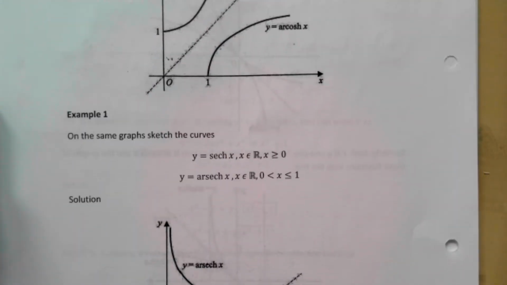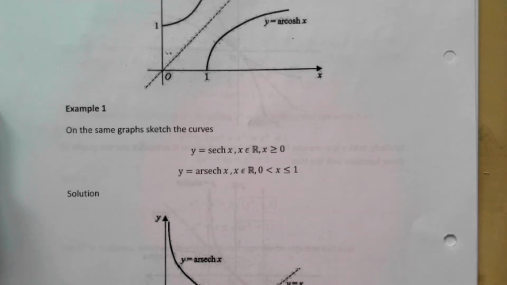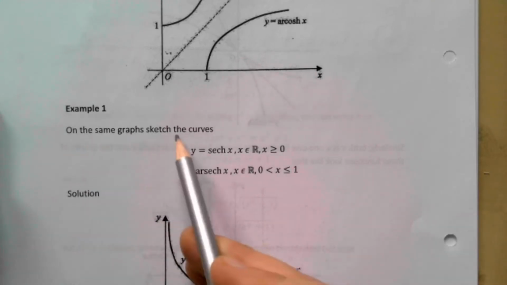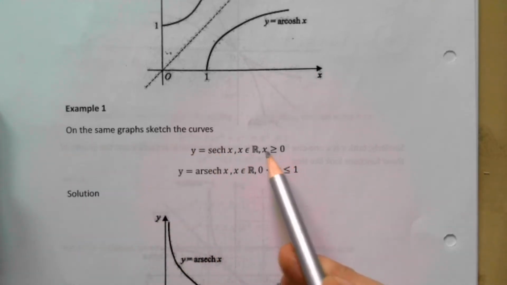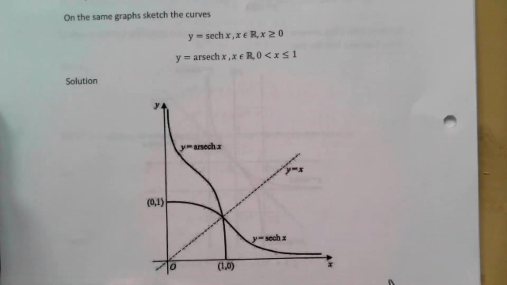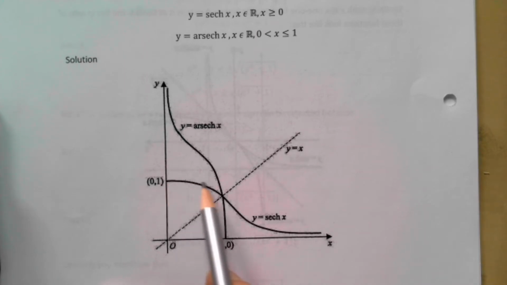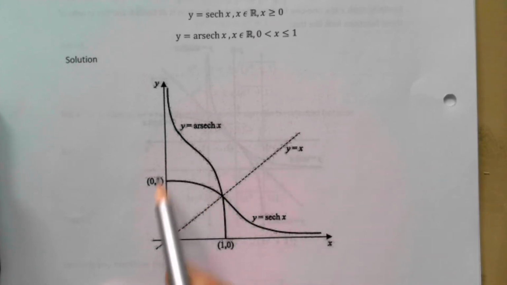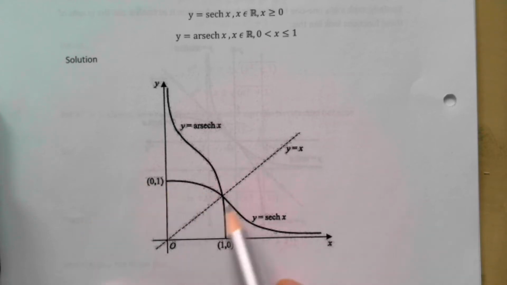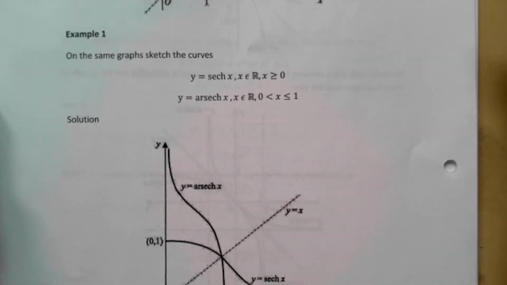Similarly, example 1 says, on the same graph, sketch sech for x greater than or equal to 0, and then arsech. We did sech a little bit earlier in the previous video, so hopefully you can see it. Remember, it goes through the point (0, 1), and again we've cut it in half here to make it one-to-one. If you reflect that in the line y equals x, we get our arsech, which looks like this graph here. And that's our graphs of some of our hyperbolic functions.